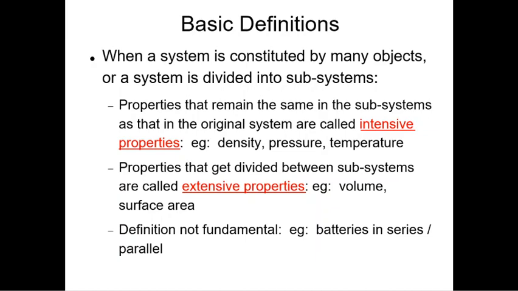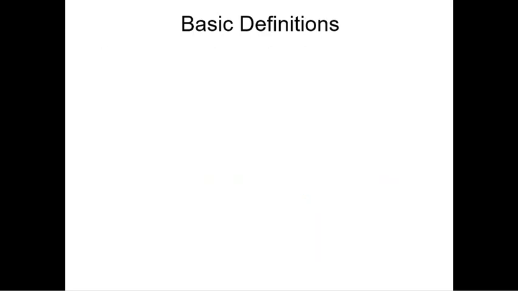Now, this definition is not a very fundamental definition, because if I take the example of two batteries in series or parallel, that's a system where you can have voltage and current. In one case, the voltages get added when the batteries are put in parallel, and if I put the batteries in series, it's actually the current that gets added. So when I divide, it's a current that gets divided in a series system, and voltage that gets divided in a parallel system. So it's not a fundamental definition. It also depends on the way the system is, but it's a useful way of defining things, intensive and extensive properties, and that's how we define this.